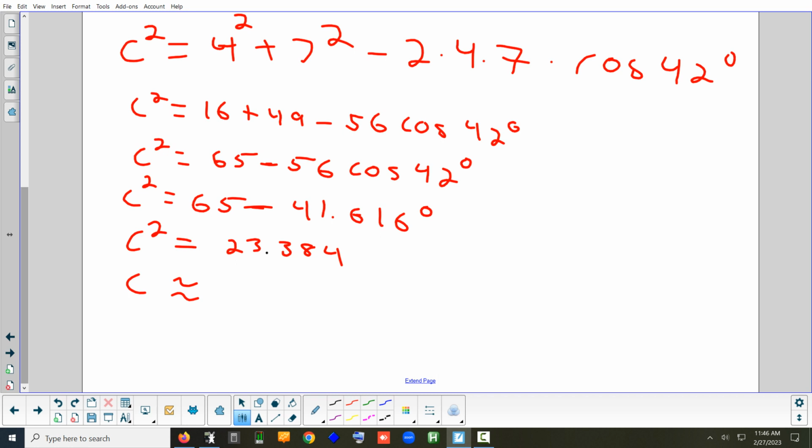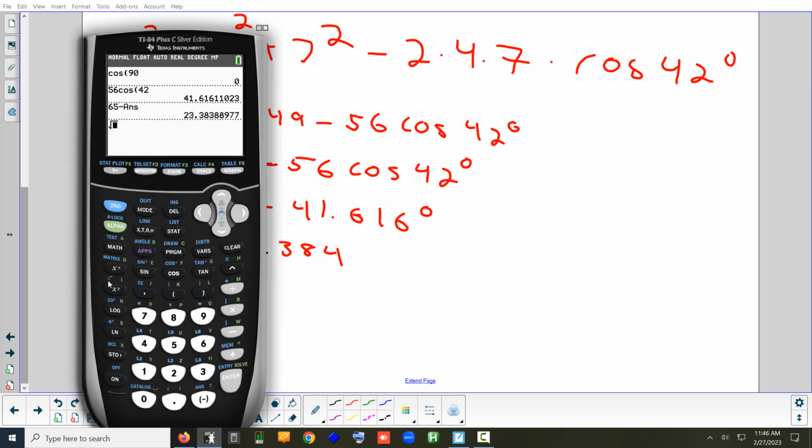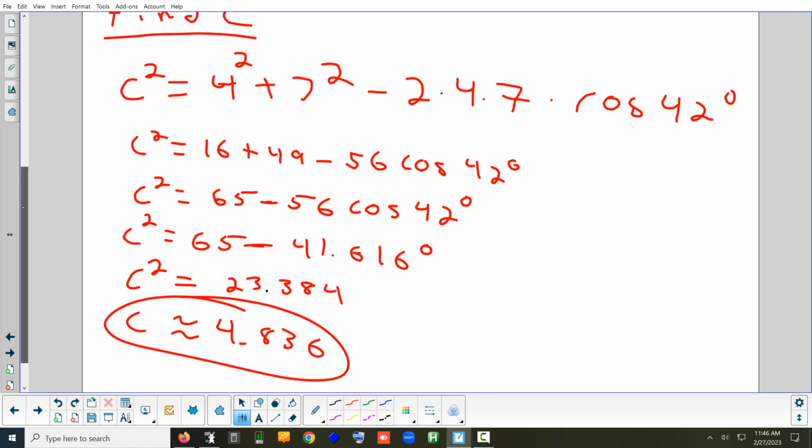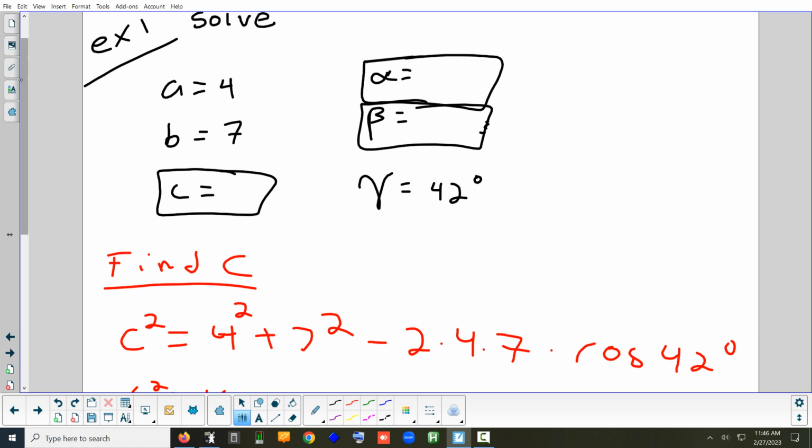And how would we get C by itself? Square root of the answer. Yep, square root of that answer. So 4.836. So there's your third side, 4.836.